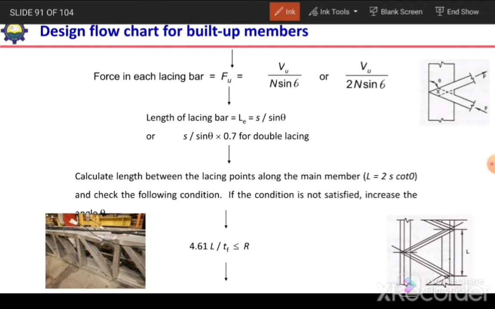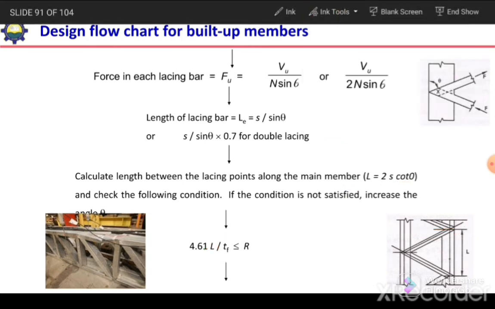Okay, after calculating the length of the lacing, the next step is to check the slenderness ratio of the flange of the section in between the lacing points. For that we have this expression: 4.6 L over TF, where L is the distance between the lacing points, and TF is the thickness of the flange, and it should be less than R, the governing value of slenderness ratio for the overall section, the larger of Rx or Ry. And here the factor L should be equal to S cot of theta or 2S cot of theta.